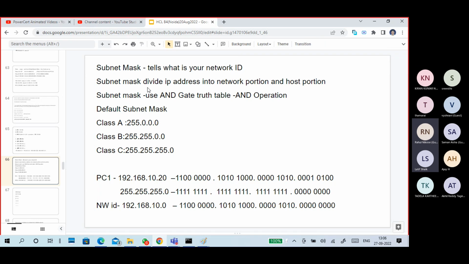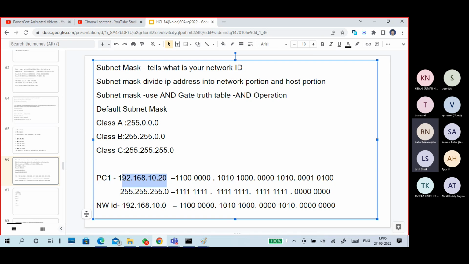Okay. Next, subnet mask divides your IP address into network portion and host portion. So you will know what is your network ID. Based on that, you will understand network and host part. The next one is subnet mask uses AND logical gate to get the network ID. It is also AND operations.